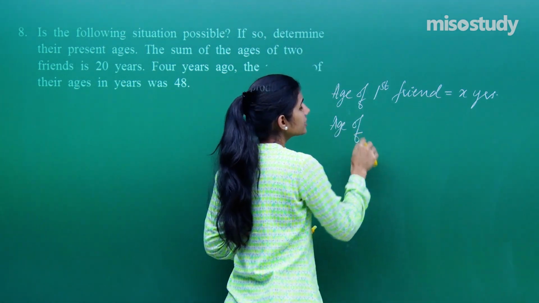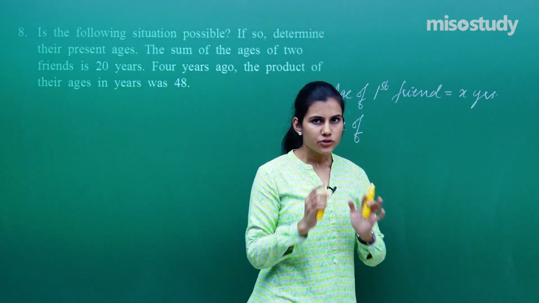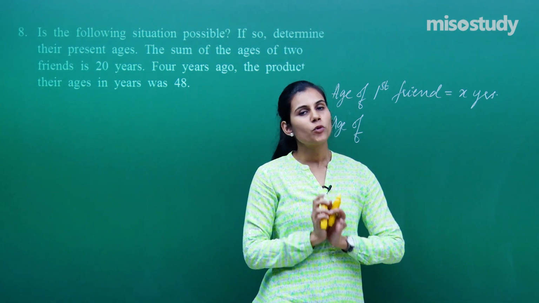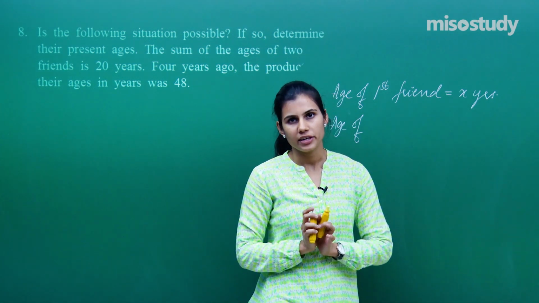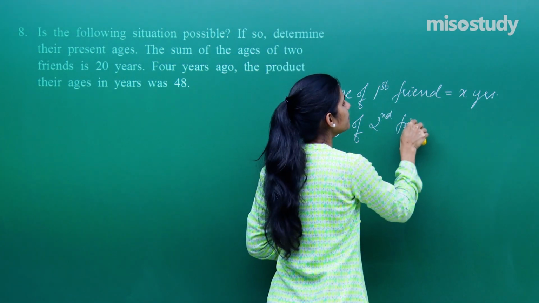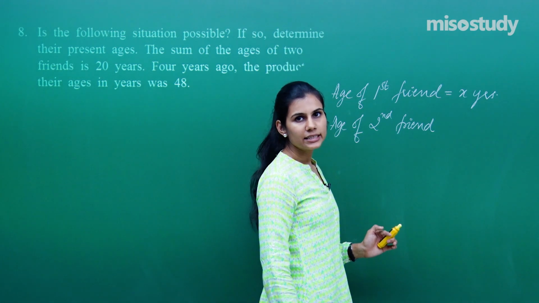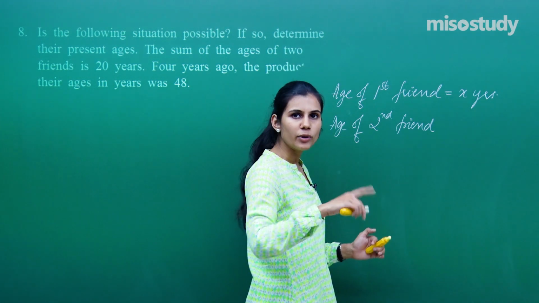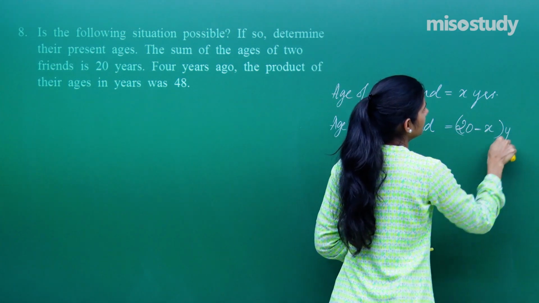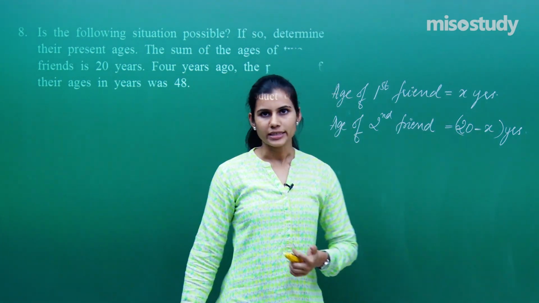I am never interested in incorporating two variables in one situation. I always try to keep the situations involving one single variable, because we have only learned how to solve quadratic equations in one variable. So for the age of the second friend, I will not say let it be y such that x plus y is 20. I will be writing y in terms of x only. Y in that case will be 20 minus x. Now I have taken the ages of the two friends such that when you add them you get 20.